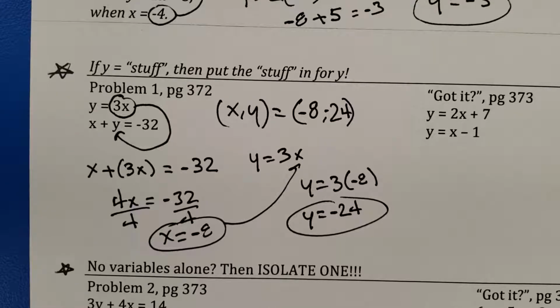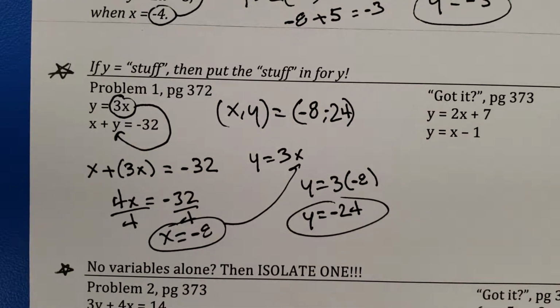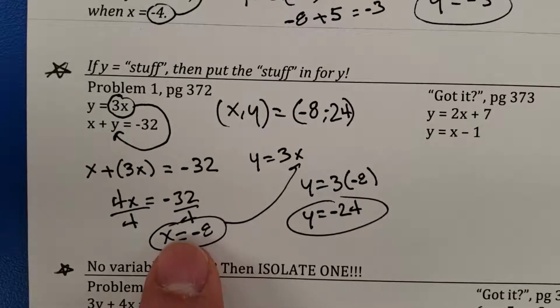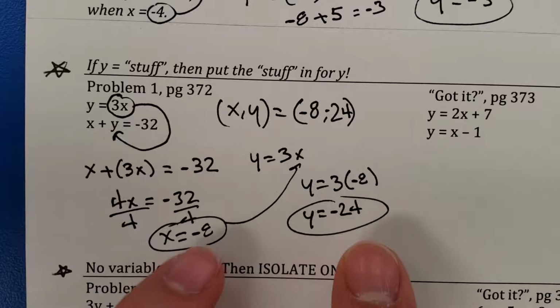I'm done. Okay. Substitution. If y equals stuff, stuff goes in for y. You do the algebra, you find one of the variables, you plug that variable back in, you plug the number that variable equals back in, you find the other one. They come in pairs.